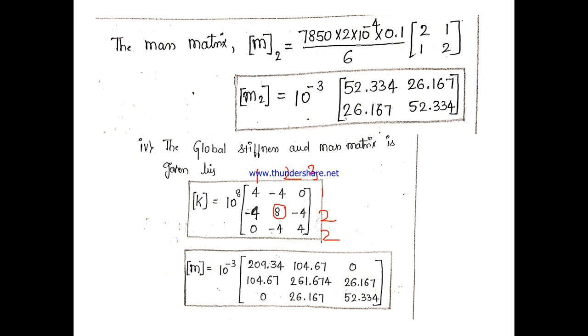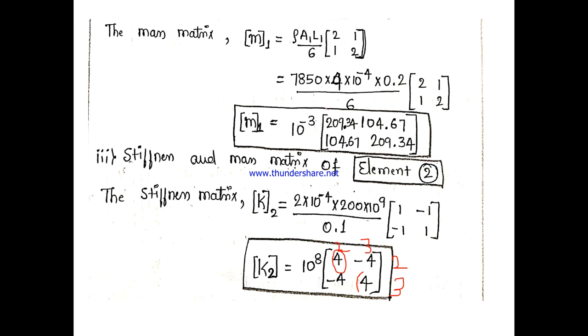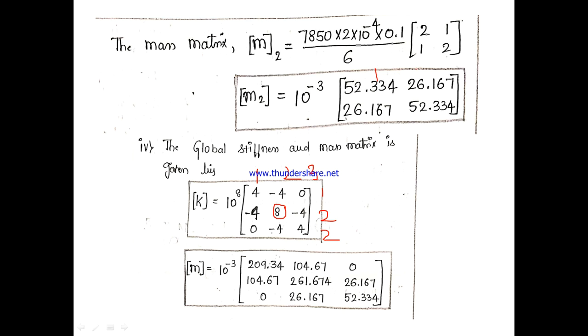4, minus 4, minus 4. This is 4 plus 4, minus 4, minus 4, 4. The remaining entries become 0. Okay, same way for the mass matrices. For the mass matrix also, node 1, node 2, node 1, node 2. Here node 1, node 2, node 1, node 2. So this is 1, 2, 3, 1, 2 and 3. Same thing, the middle of this element is going to add, where I have 2, 2.